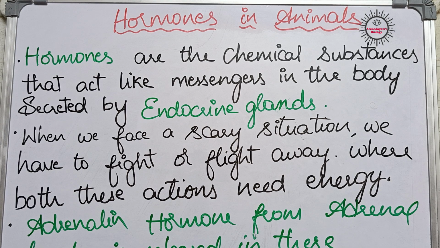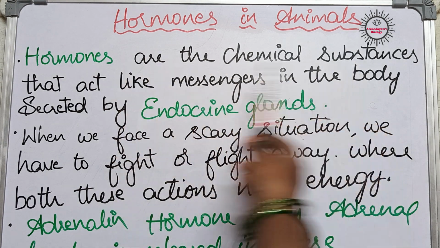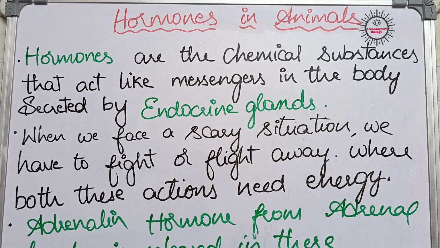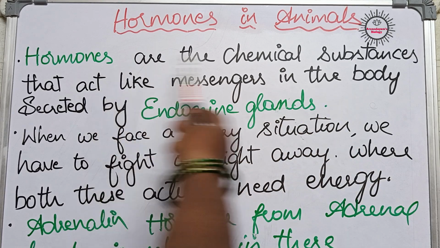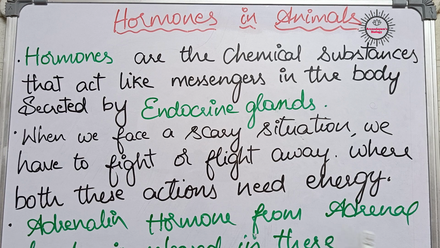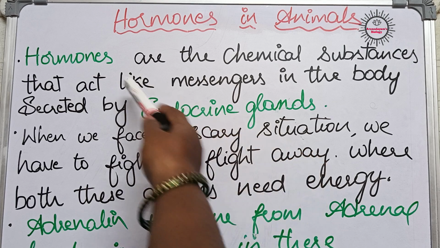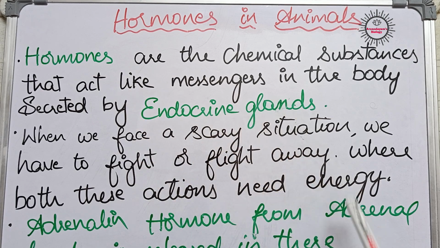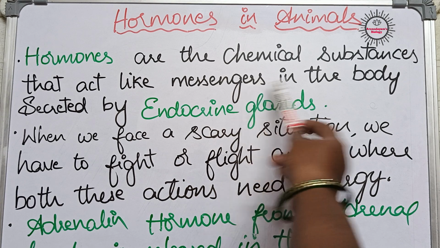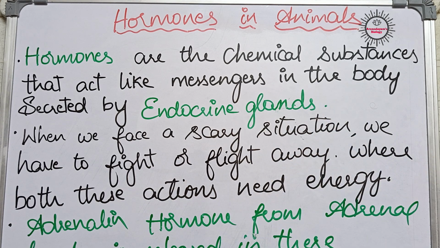Okay, first, what is meant by a hormone? Hormones are the chemical substances that act like messengers in the body. These are produced by some glands called endocrine glands. These hormones are produced from some endocrine glands, and these hormones act like messengers in our body. They will carry information in the form of chemical impulse.